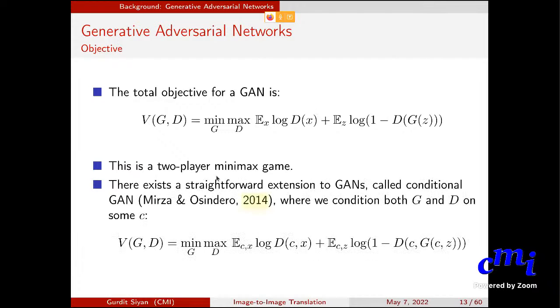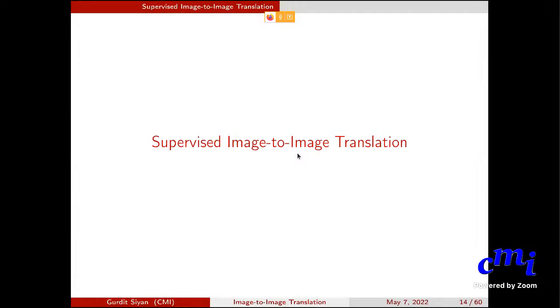There exists a straightforward extension to this called conditional GANs, where we pass a conditional vector to both G and D. Basically, D also accepts another argument, and G also accepts another argument. Okay, so that was the background.